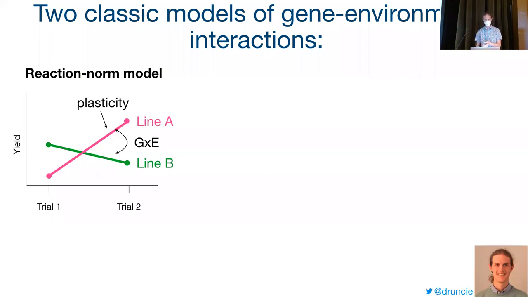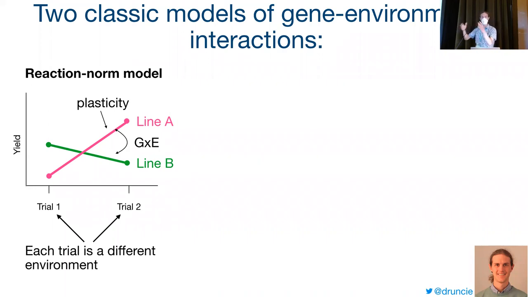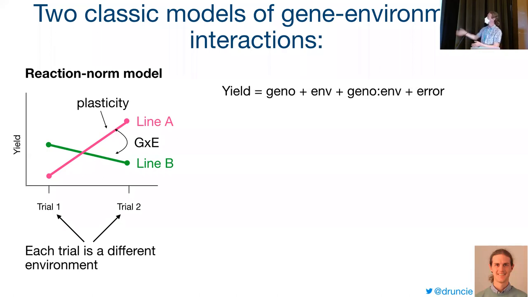And so we call that a G by E. Now, these two trials, I'm saying they represent two different environments. And so a simple model for this phenomenon that we can use to quantify this is to represent the yield as a sum of a main effect of genotype, a main effect of environment, a specific effect of a genotype in a particular environment, and error. And it's that specific effect, what we often call the gene environment interaction, that we're most interested in. If that term is zero, we say there's no G by E. If that term is non-zero, then there is.